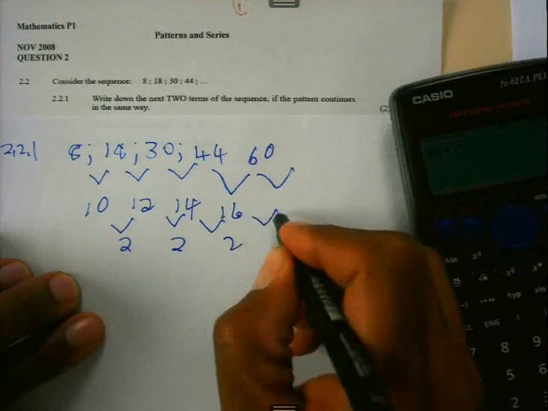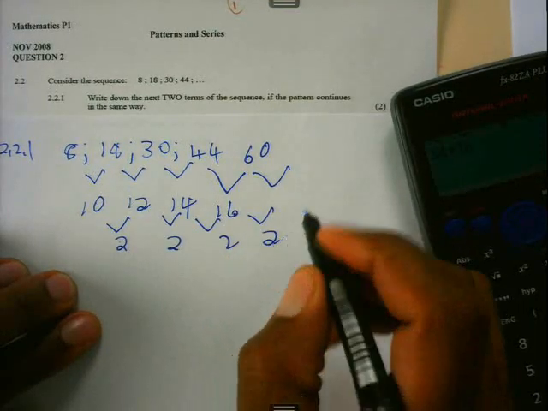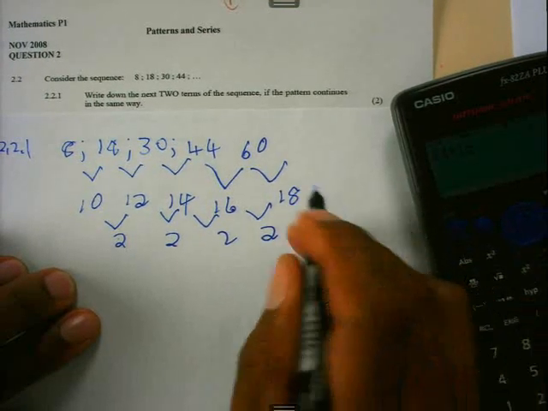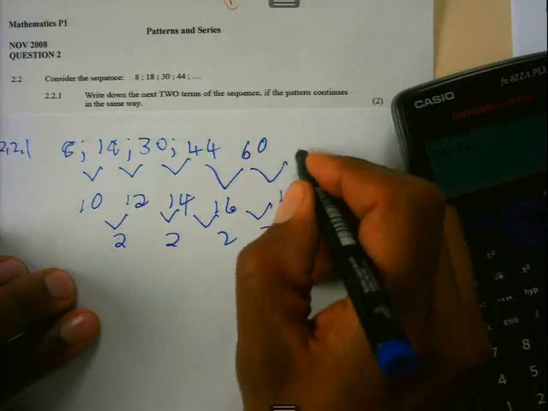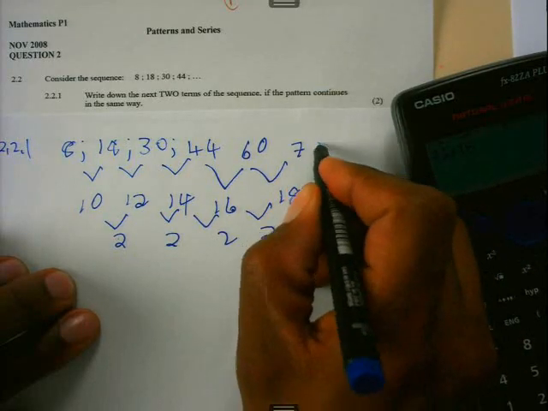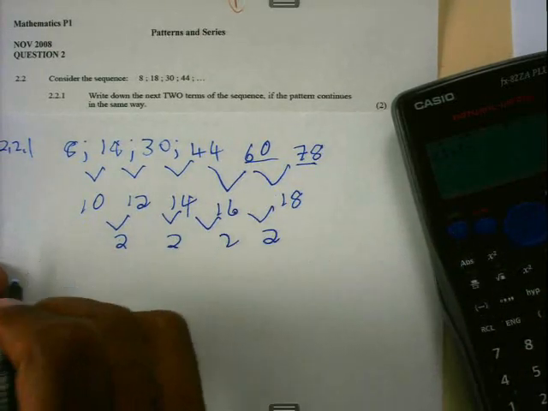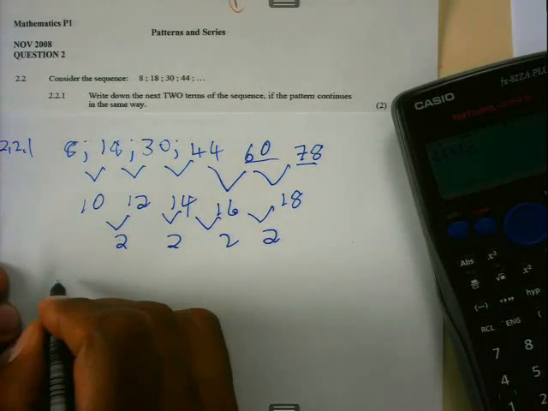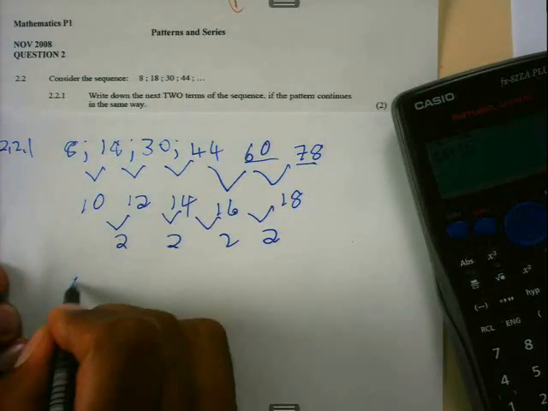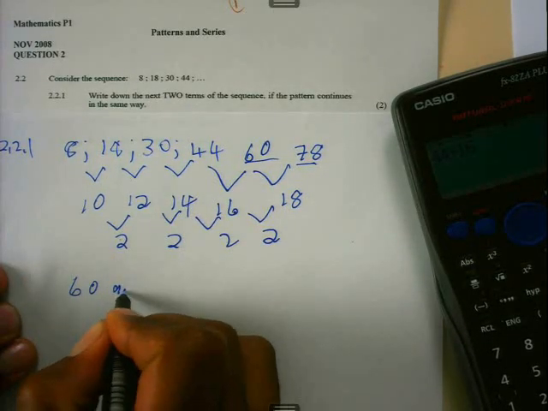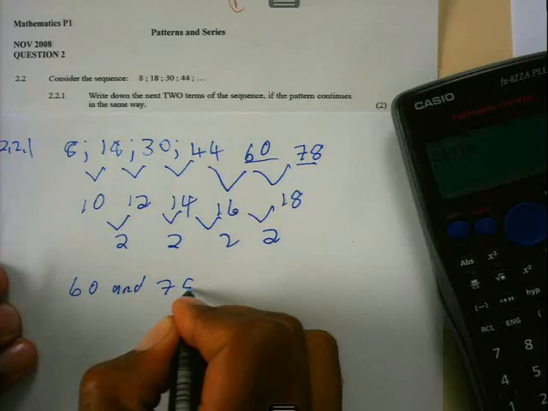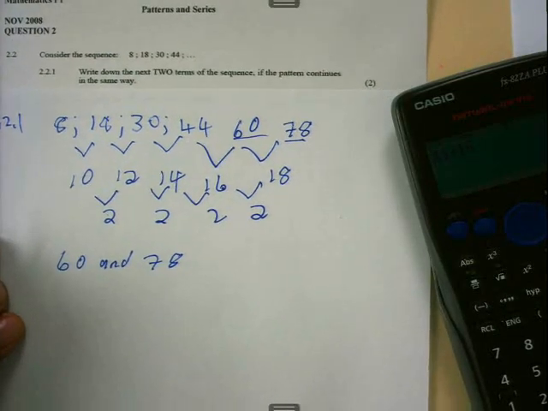Of course, we need another 2 here as well, then this one will take us to 18, and now 60 plus 18, that is 78. It means that when we answer this question, those two terms that we must find here will be 60 and 78. That is 60 and 78.